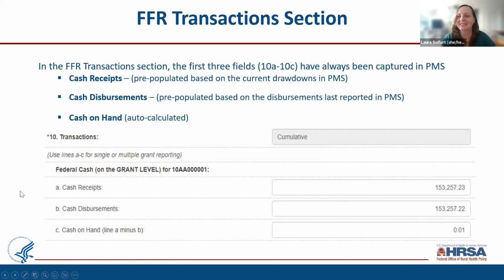That's okay. You have the cash disbursements, which is pre-populated based on the disbursements last reported in payment management, and then the cash on hand, which is auto-calculated.